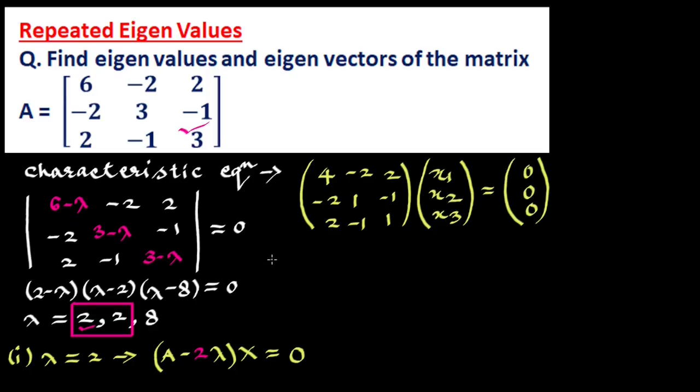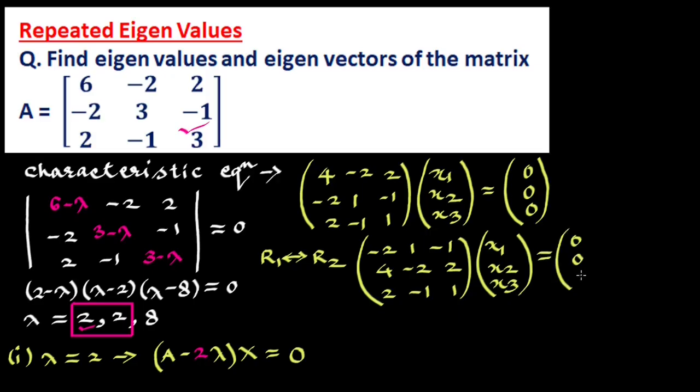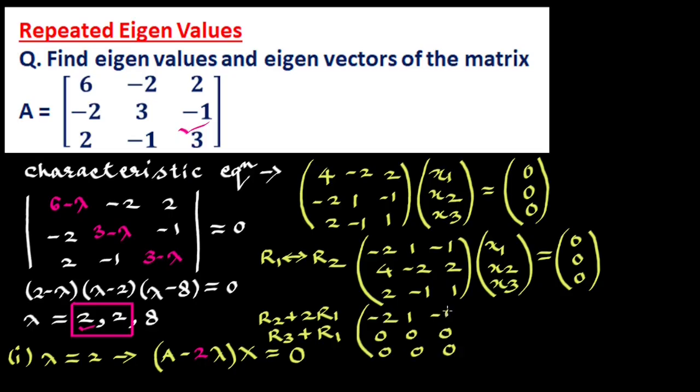Next we perform an interchange of row 1 and row 2: minus 2, 1, minus 1, 4, minus 2, 2, 2, minus 1, 1, rest of the things remaining the same. Next we can make these two rows 0 by performing the operations R2 plus 2R1 and R3 plus R1. So the bottom two rows are 0, the first row remaining the same, and the rest of the things.